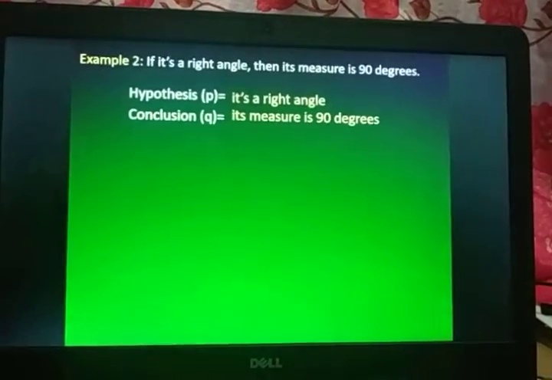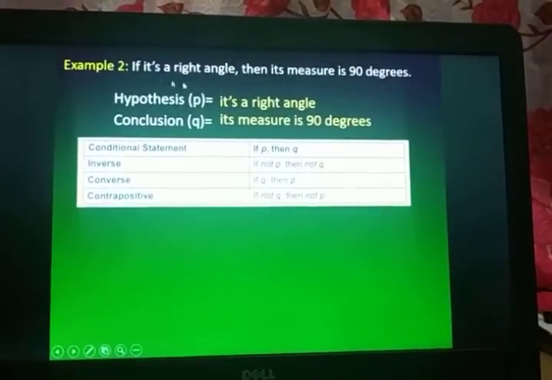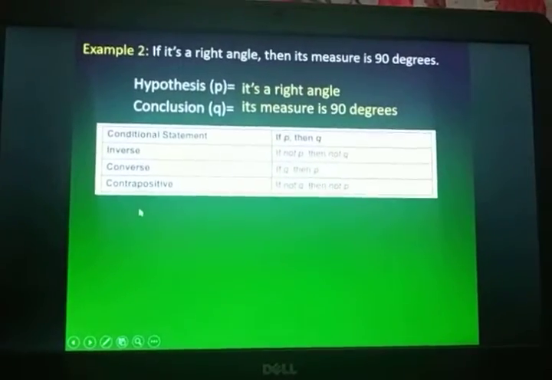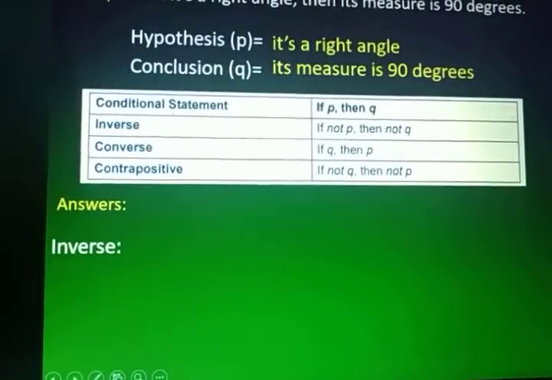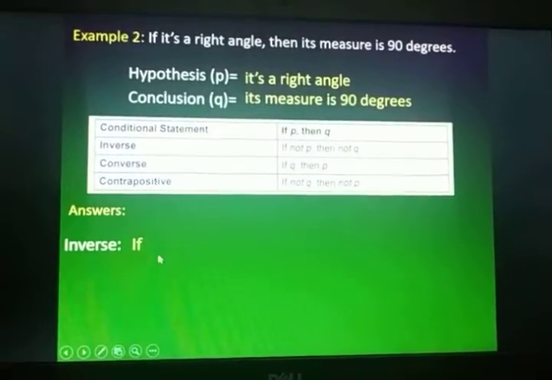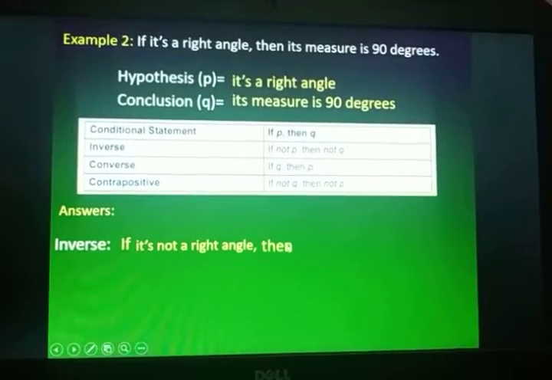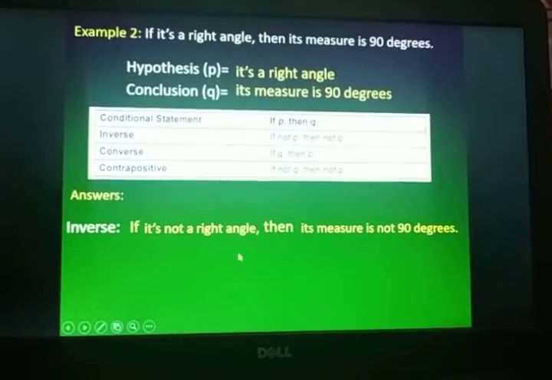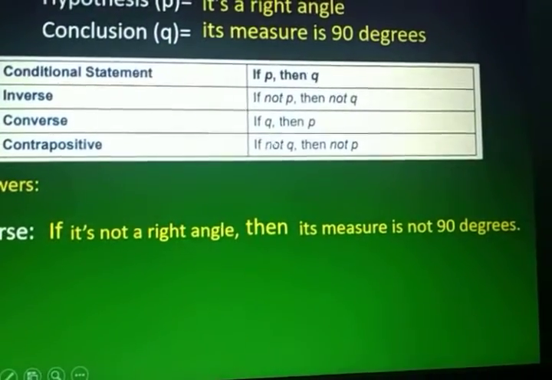There you go. And so let's make our inverse. Let's go directly to our inverse because the given is already in if P then Q pattern. Answers for inverse following the pattern. If not P, then not Q. So, if it's not a right angle, comma, then its measure is not 90 degrees.